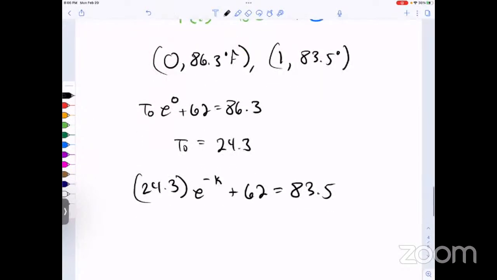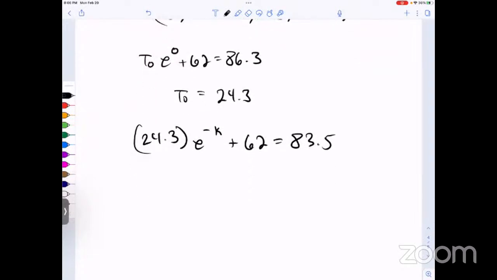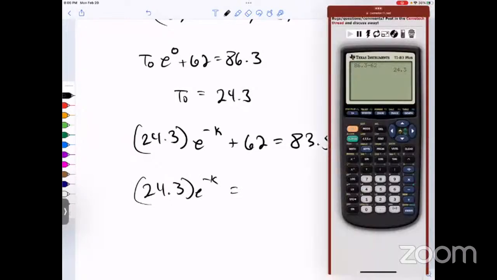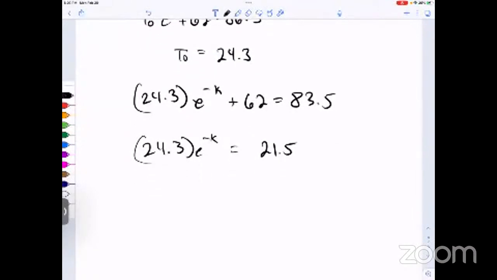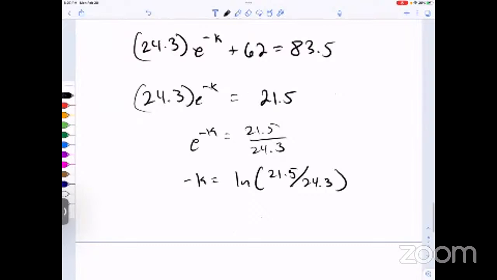I'll go ahead and write out the exact thing. If we subtract 62, we get 24.3 e to the negative k. 83.5 minus 62 is 21.5. Now, I remember doing this in a little bit different way, but this is fine. Let's just keep going. Divide, so then we get this. Take the natural log on both sides, we'll get this. Then divide both sides by negative, so the k that we get is this.